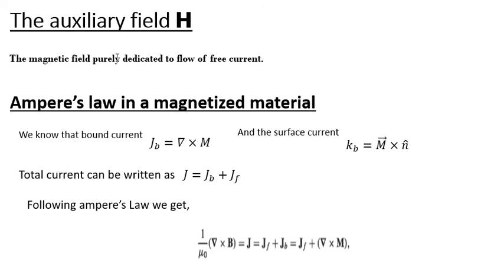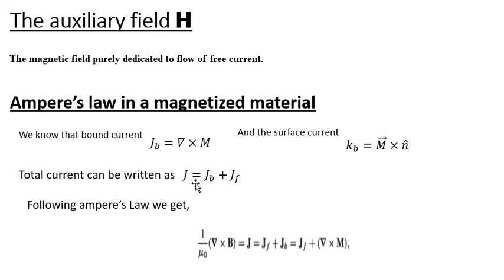So today I'm going to do a small seminar on the topic of the auxiliary field H and some other small topics. In order to understand the auxiliary field, we have to consider Ampere's law in a magnetized material. We know that the bound current J_B is given by the curl of M, and the surface current K_B is given by the magnetization cross the normal.